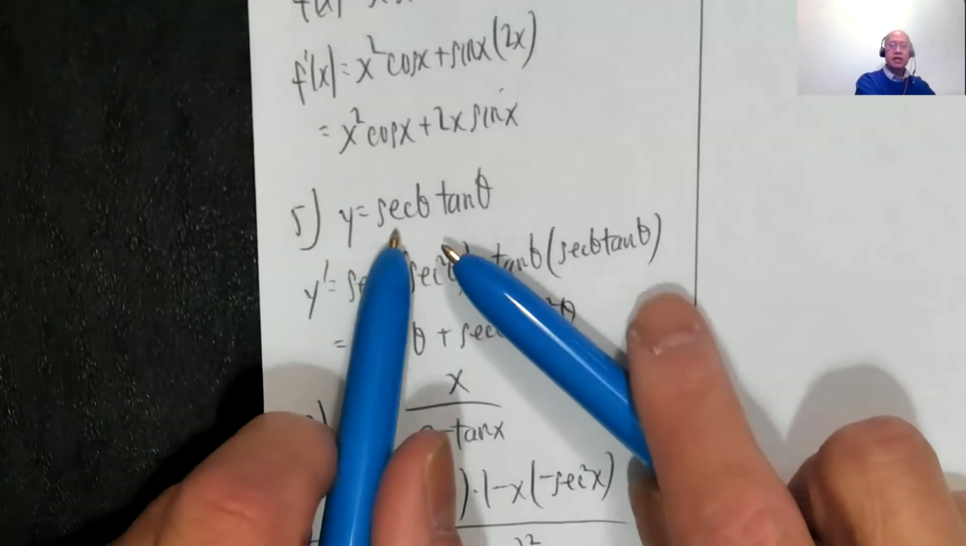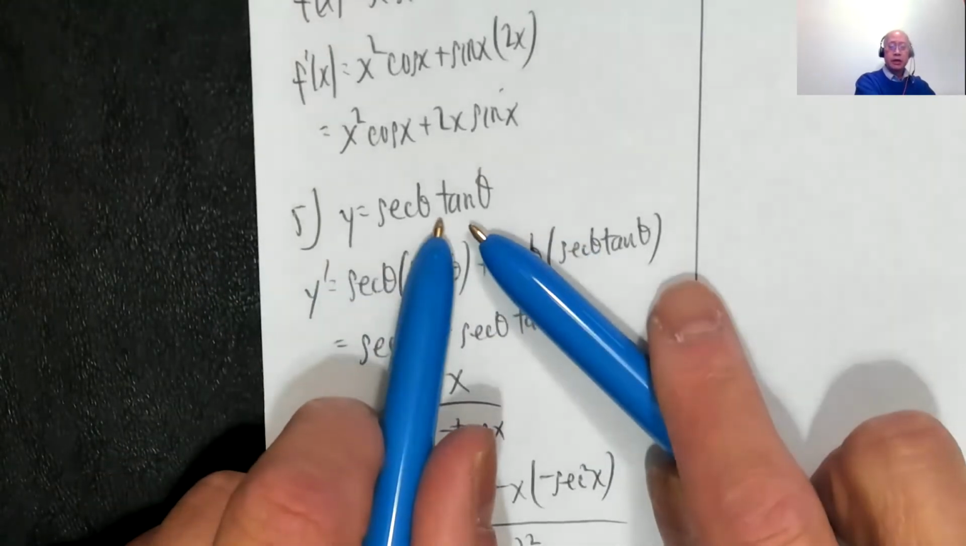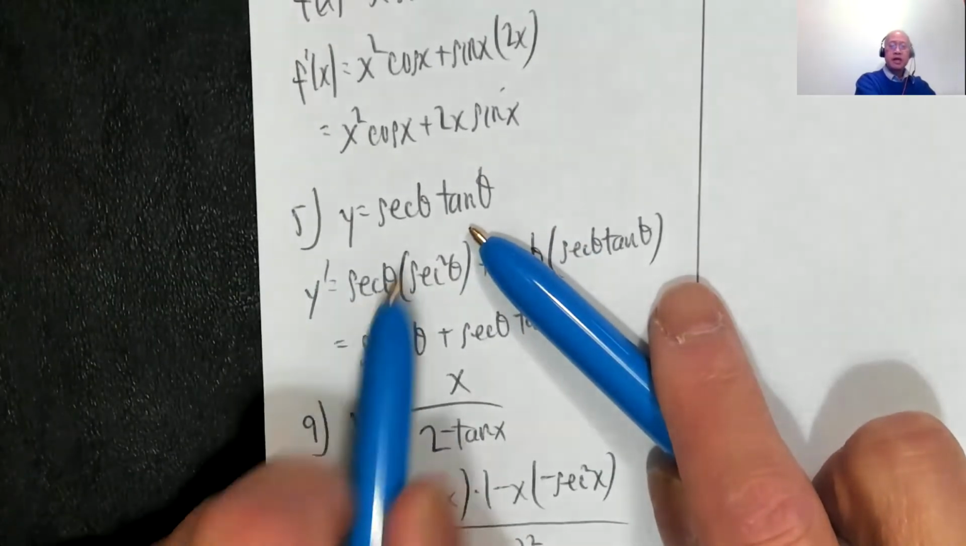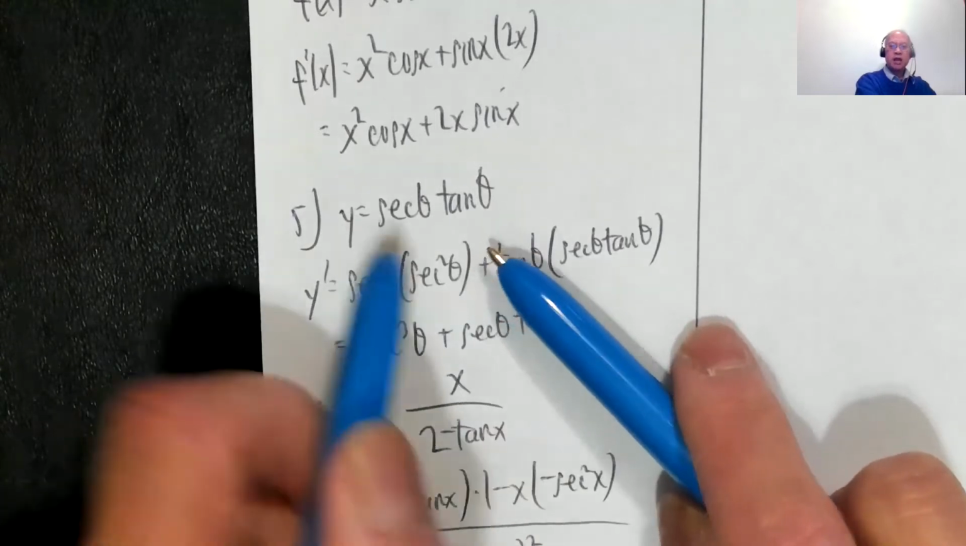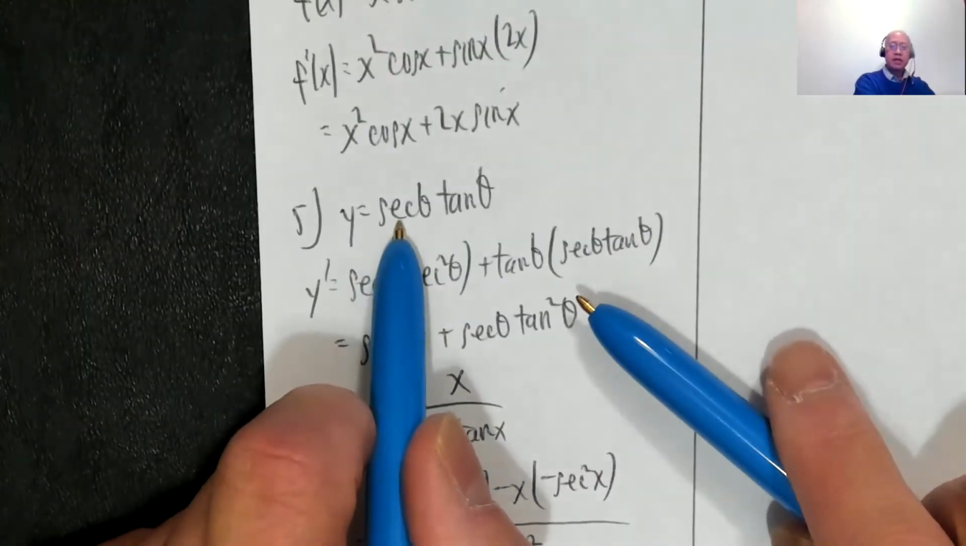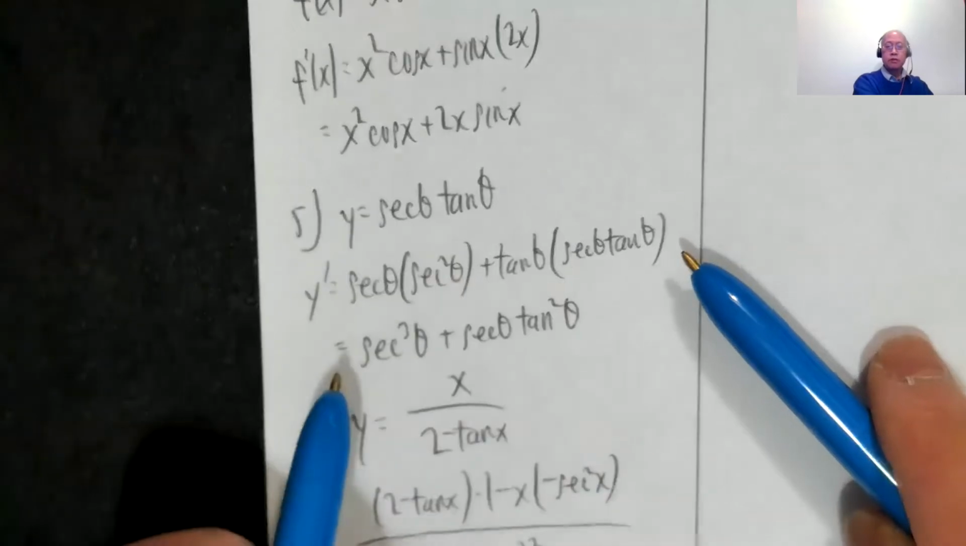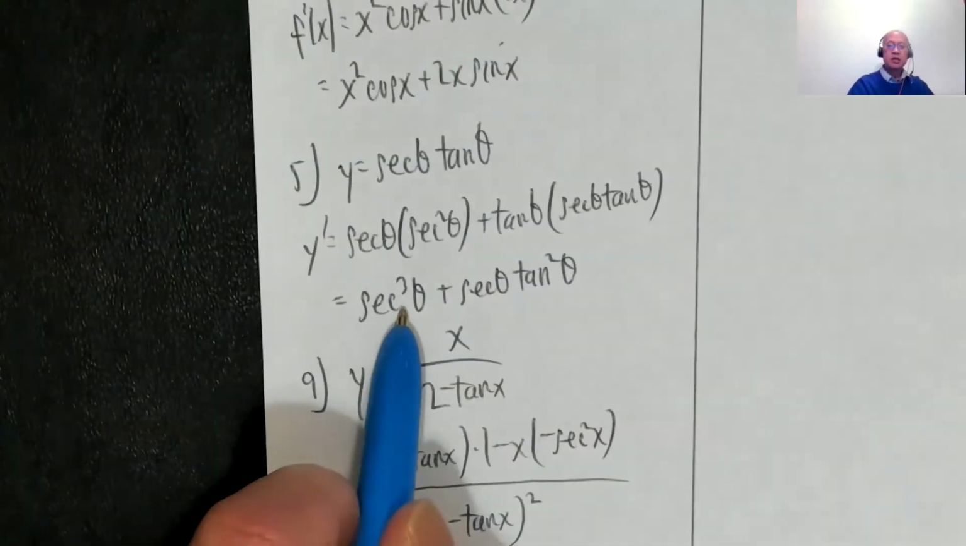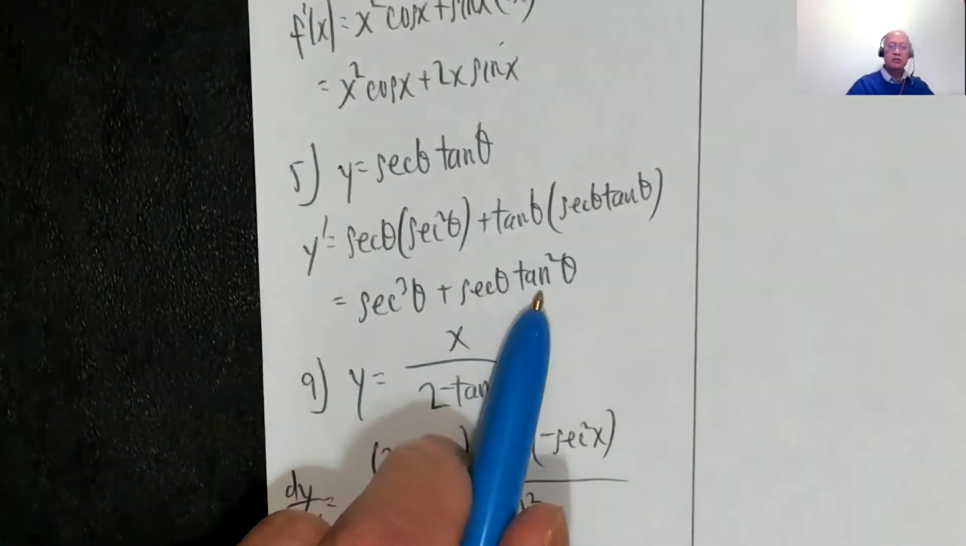Number 5, find the derivative of secant theta tangent theta. That's a product. So first function secant theta times derivative of the second, secant squared theta, plus the second, tangent theta, times derivative of the first, derivative of secant theta is secant theta tangent theta. A little bit of touch up: secant cubed theta plus secant theta tangent squared theta.